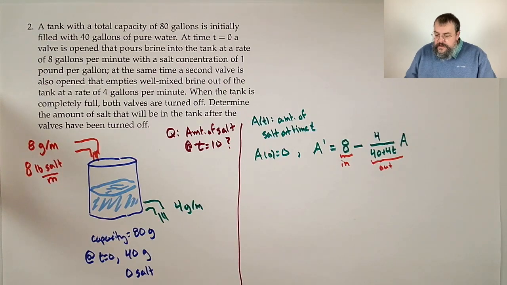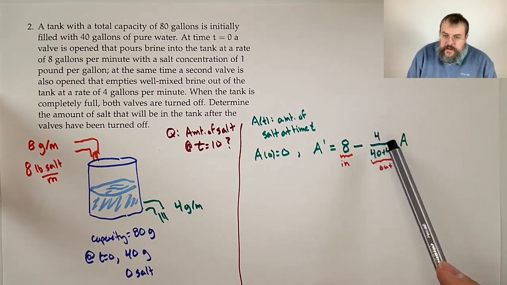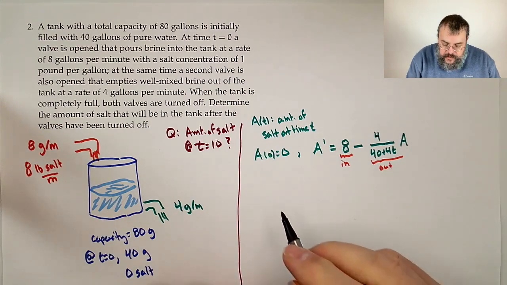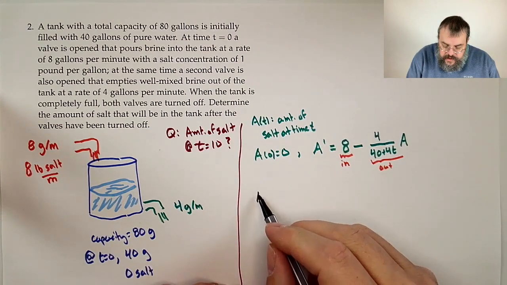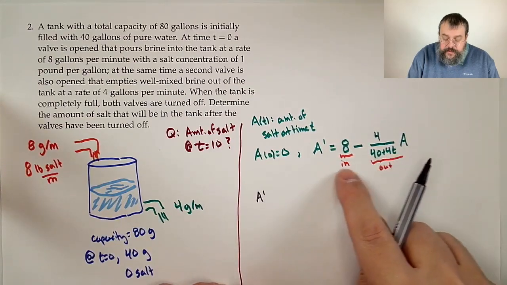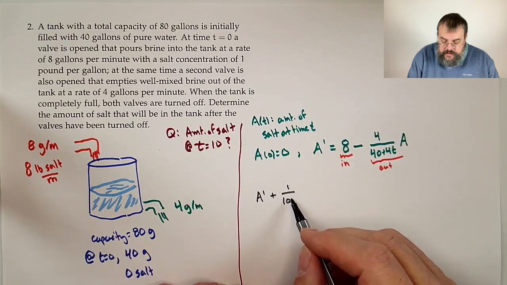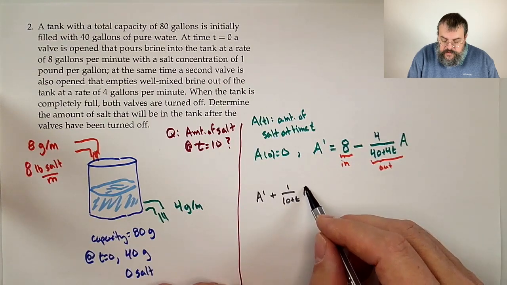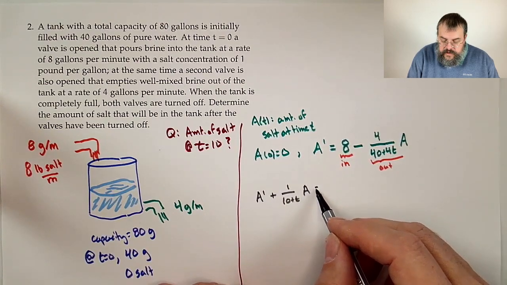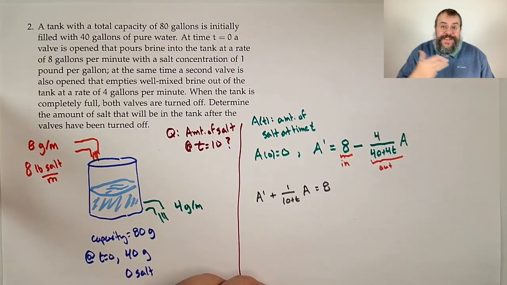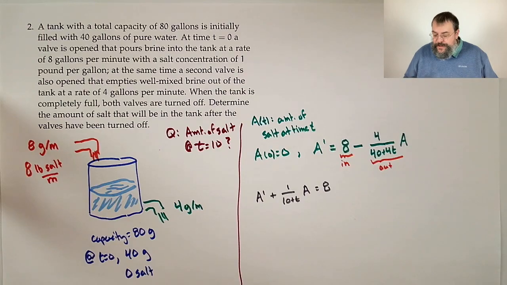Well, now let's rearrange and clean this up. It doesn't look so bad. Notice that you can cancel some 4's in that first equation. And what do we have? A prime, this will come across as a plus, and 1 over 10 plus t times A is equal to 8. It's the same kind of problem we just did. This is a linear first order equation.